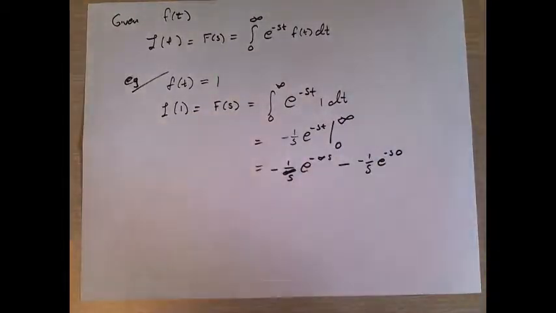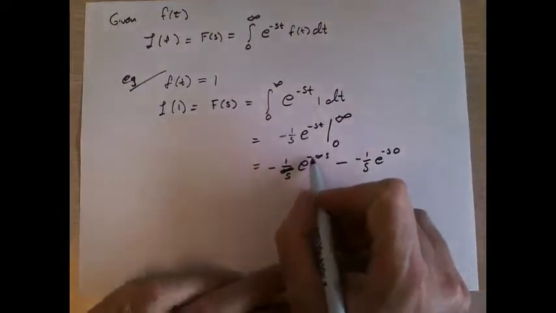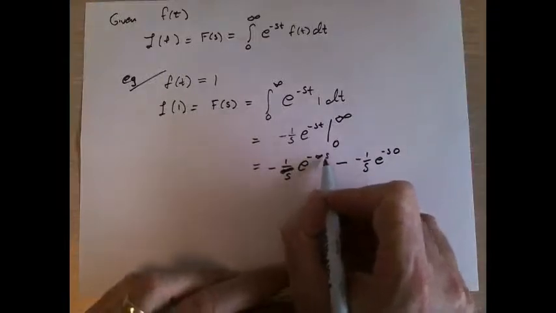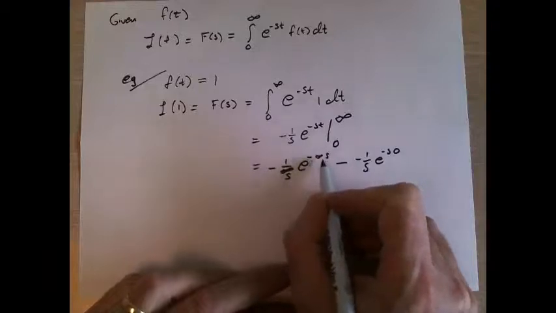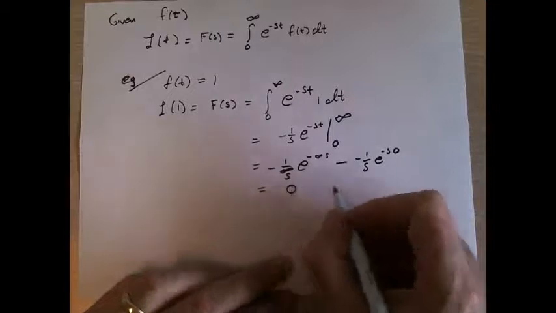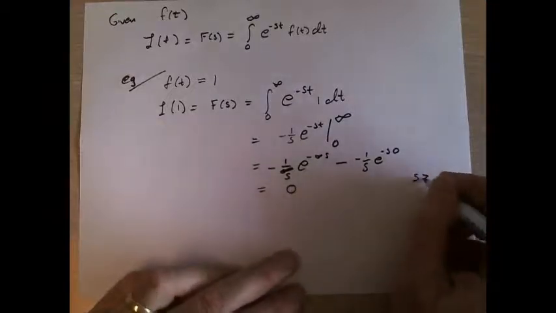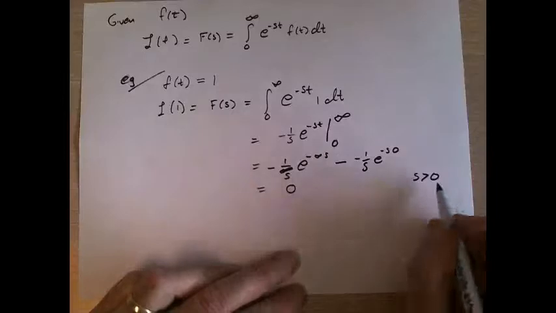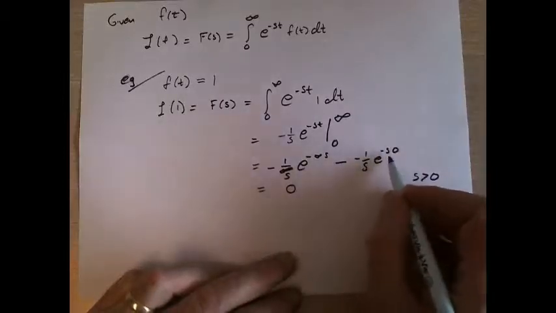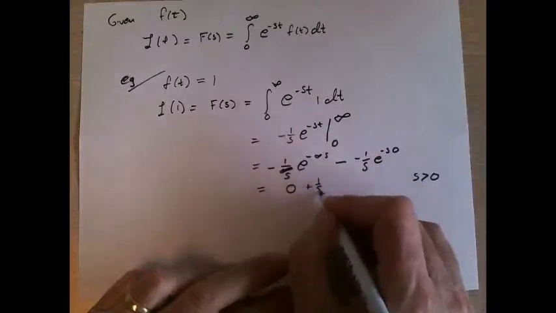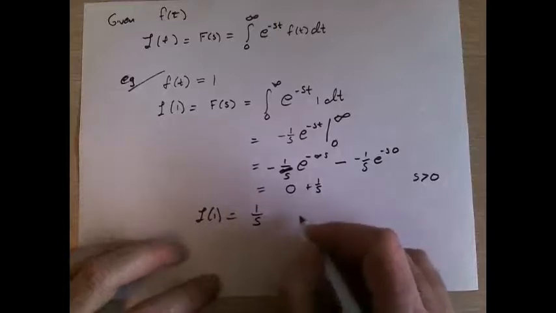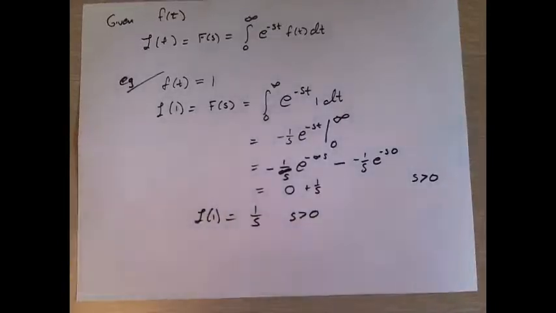Okay. Now, e to the negative infinity times s. Well, if s is a positive number, then e to the negative infinity is 0. So I want this to converge, so I want this to be a 0 right here. There's a caveat that s has got to be positive for this problem. As long as s is positive, this will be finite. Then this e to the 0 is just 1, and I get 1 over s. And so the Laplace transform of 1 is 1 over s, where s is positive.